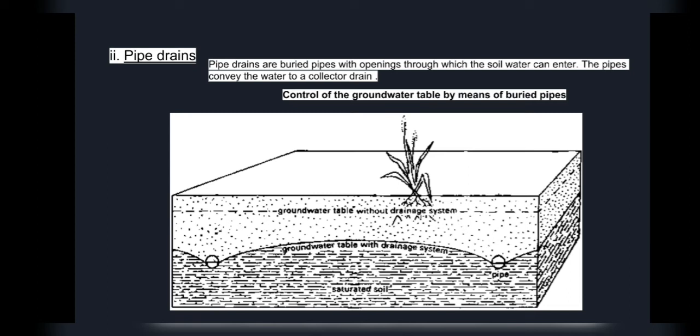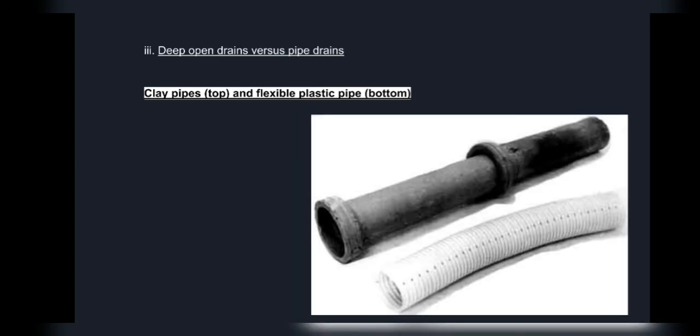In this picture we are clearly seeing control of the groundwater table by means of buried pipe. The two sides of the circle show a pipe. The pipe is made of clay, concrete or plastic. Here we are seeing the plastic and concrete pipes. The third is deep open drain.